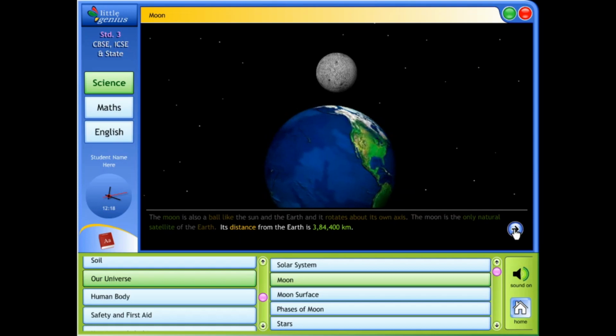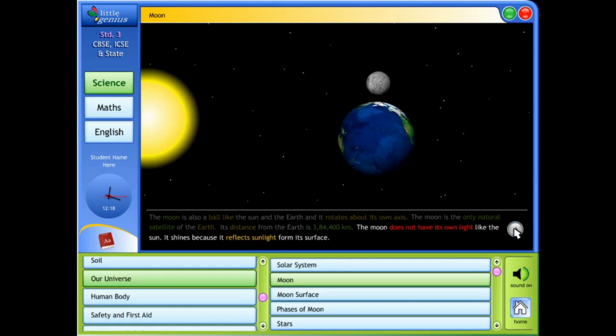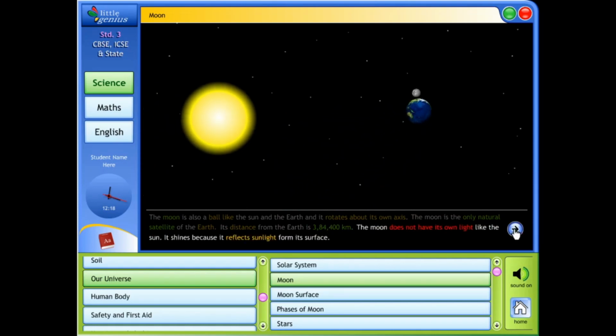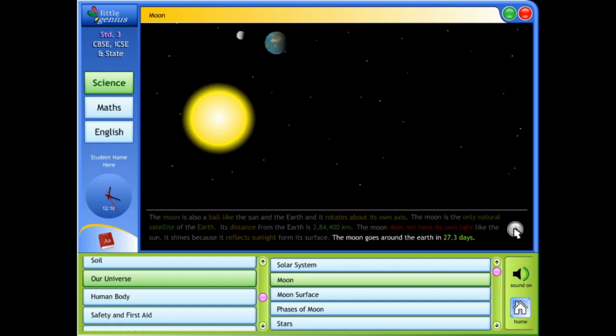384,400 kilometers. The Moon does not have its own light like the Sun. It shines because it reflects sunlight from its surface. The Moon goes around the Earth in 27.3 days.